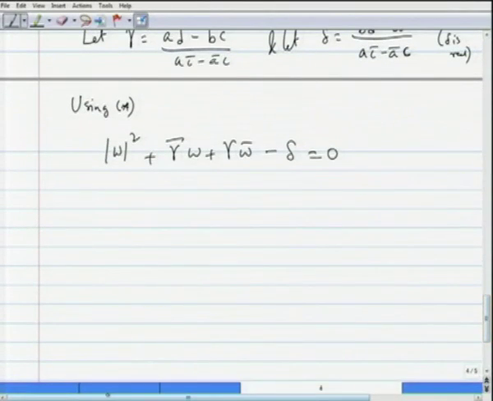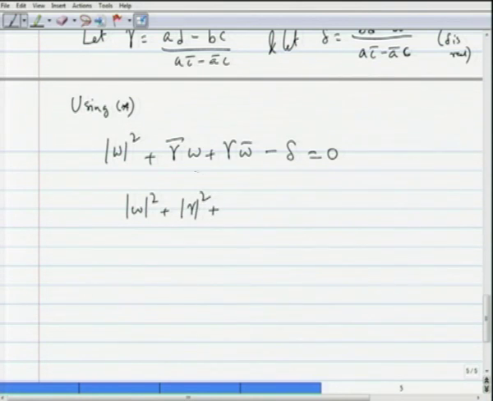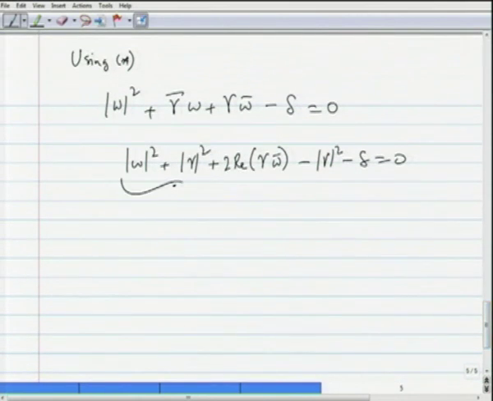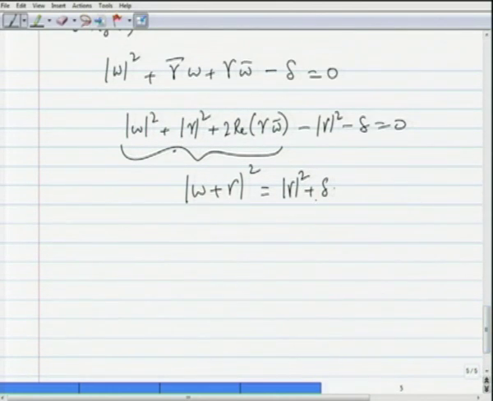Then this is the same as modulus of w squared plus modulus of gamma squared. I am adding a modulus of gamma squared, and these are conjugates of each other. So, when I add them, I get 2 times the real part of gamma w bar, and then minus modulus of gamma squared, which I have added there. So, I get that minus delta is equal to 0. This we recognize is the modulus of w plus gamma whole squared, and that equals modulus of gamma squared plus delta. Modulus of gamma squared is a real number plus delta is a real number. So, this looks like the equation of a circle.